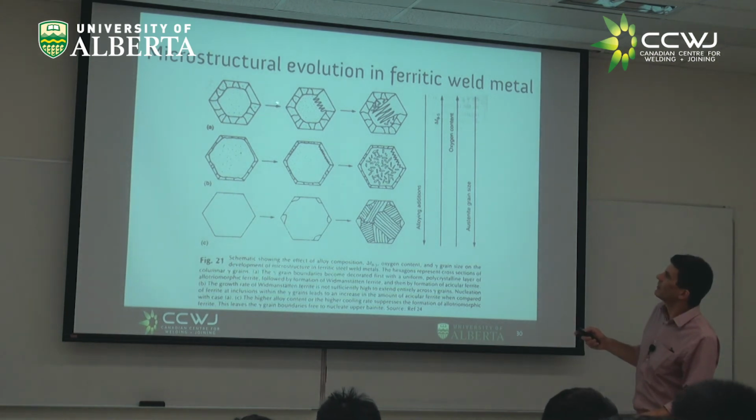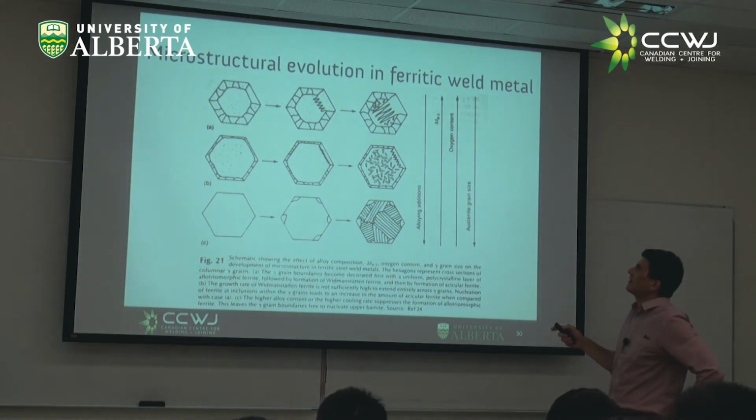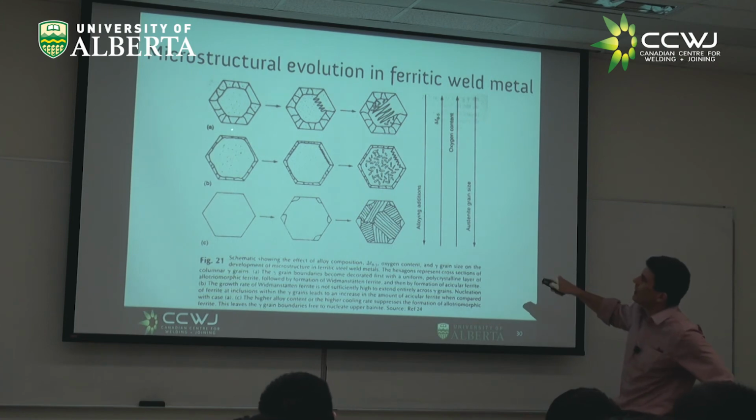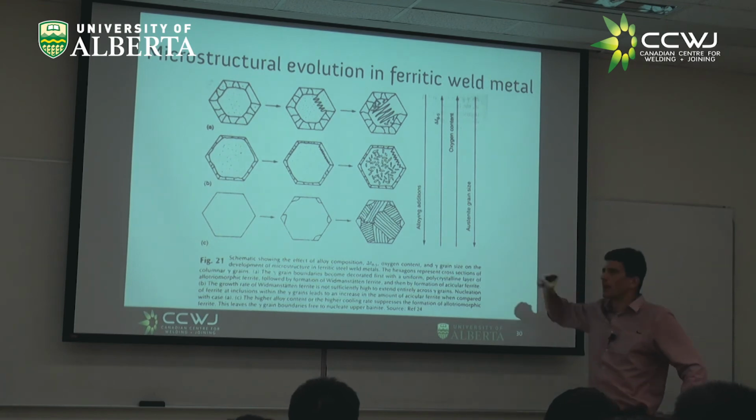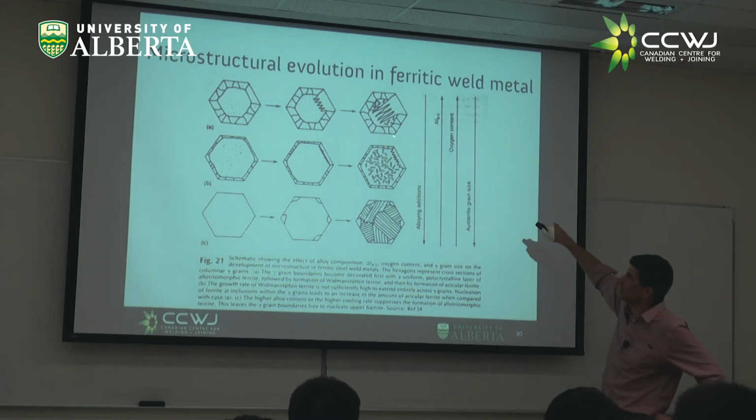So here we have this schematic. And in this schematic, it tells you how the microstructure is going to evolve in three cases. And this would be low alloying additions, high alloying additions. Which one should be more hardenable? These ones at the bottom or these ones at the top?